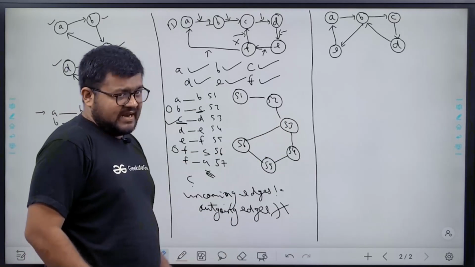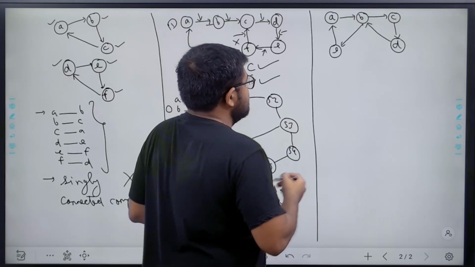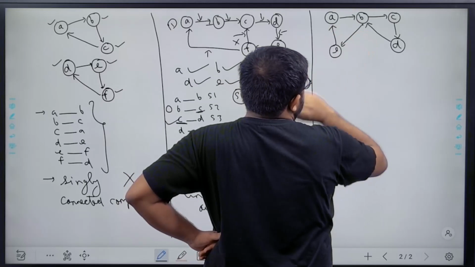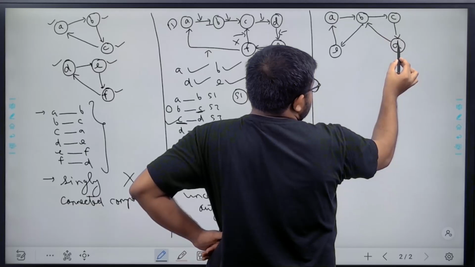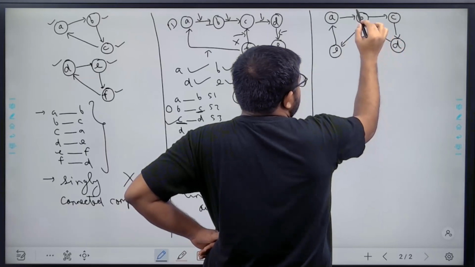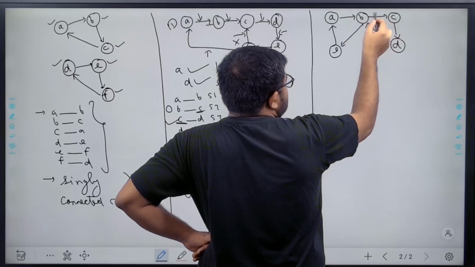Now let's look at the last example. Here both the conditions are matching. See, here the number of incoming edges is 1, outgoing edge is 1. Here the incoming edge is 1, outgoing is 1. Here the incoming is 1, outgoing is 1. Here incoming is 1, outgoing is 1. Here incoming edges are 2 from D and from A, and outgoing is also 2.